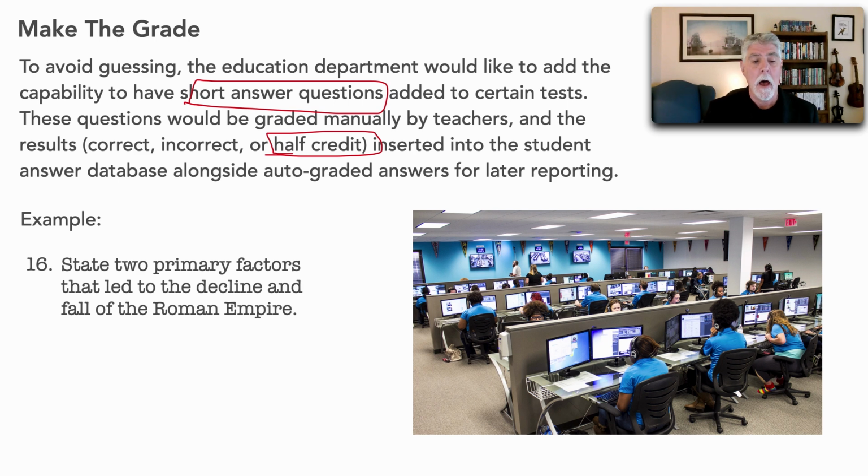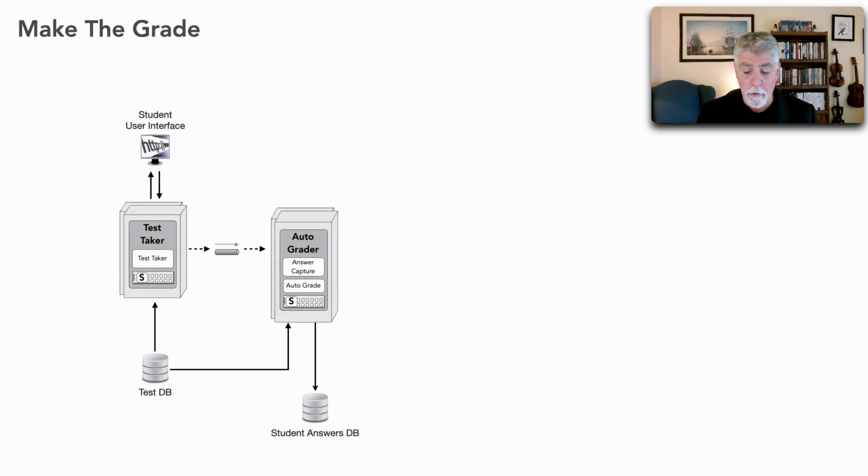For example, here's a question. State 2 primary factors that led to the decline and fall of the Roman Empire. This is 1 or 2 sentences, a short answer. Turns out, our existing architecture won't accommodate this stressor. So our response is to change the architecture.